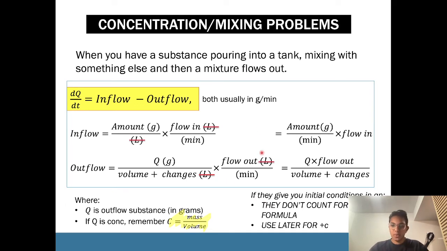So if they don't give you initial conditions, or the initial concentration, don't use this formula to account for that. Later, when you take the integral, that's when we use plus C to account for this. Otherwise, this formula becomes too convoluted and too annoying to solve. It's just easier to put that into the plus C.